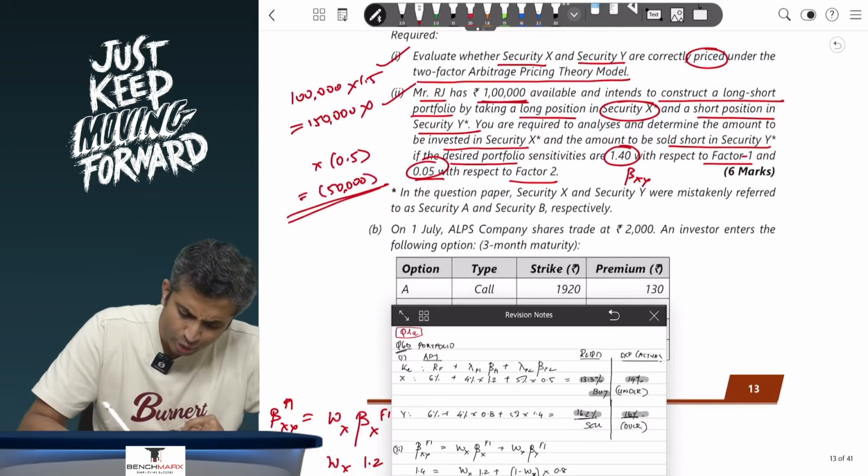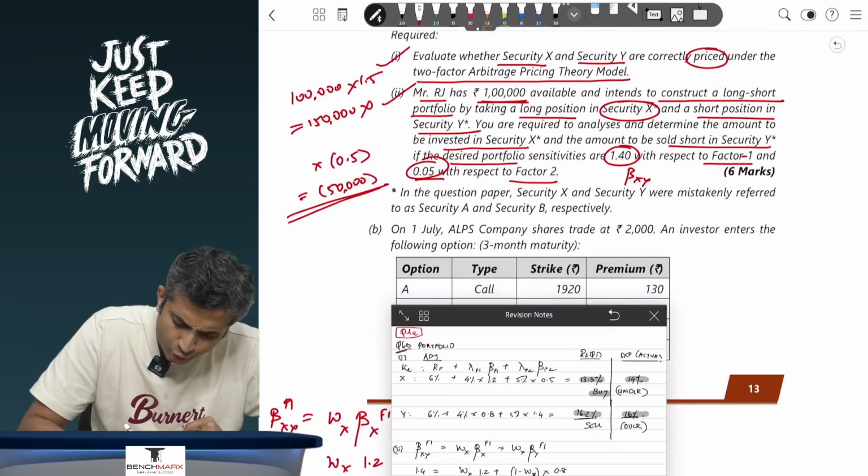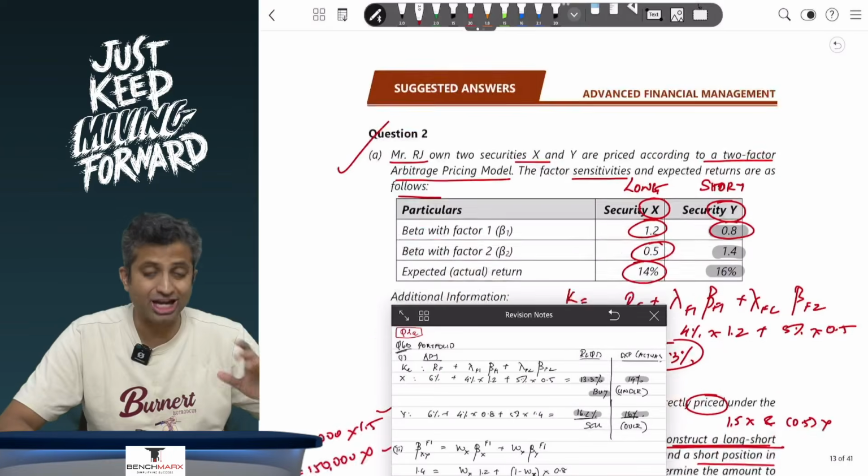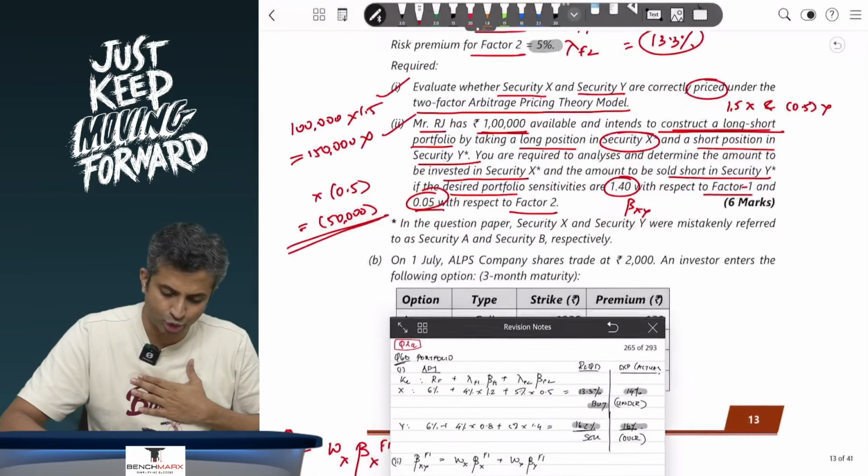So what are they asking you over here? Well, they are asking you to find how to construct a long short portfolio. We'll say 1.5 long X and 0.5 short Y, and that's about it. So that takes care of question 2A pertaining to portfolio.